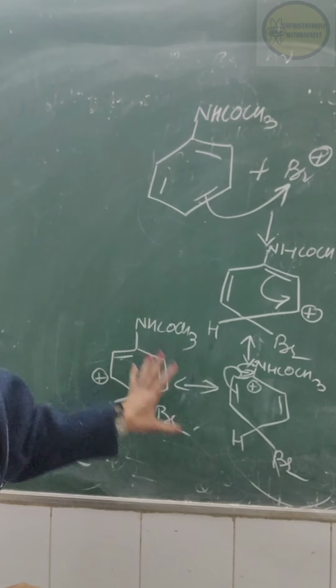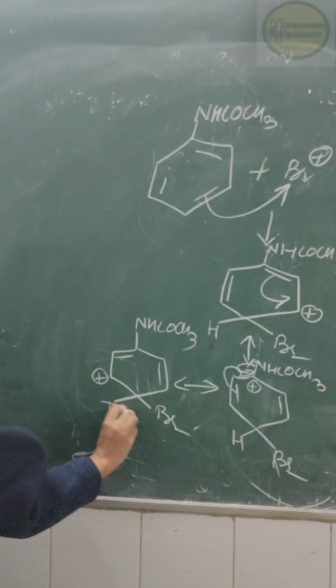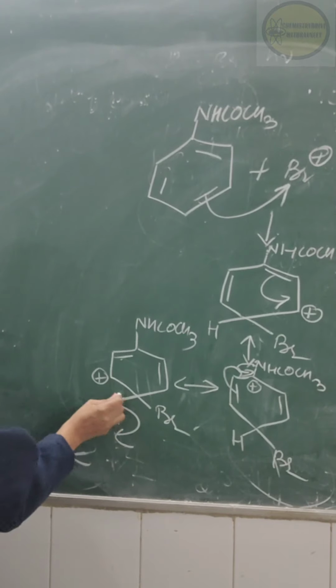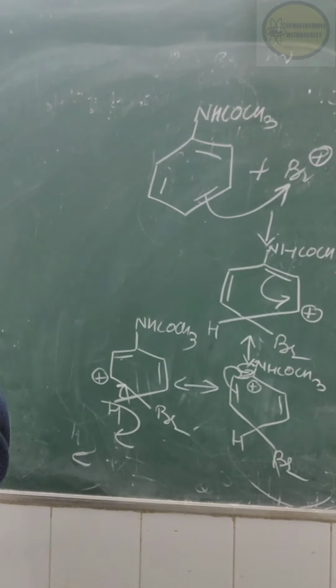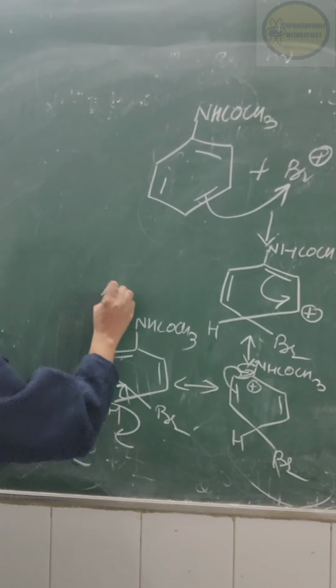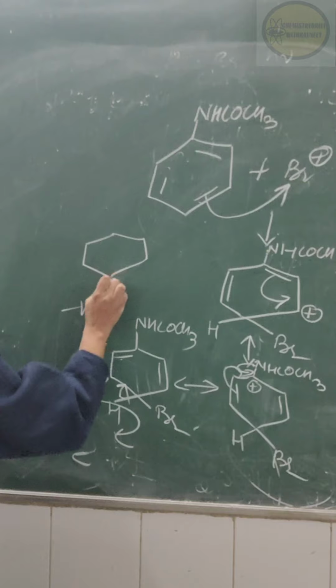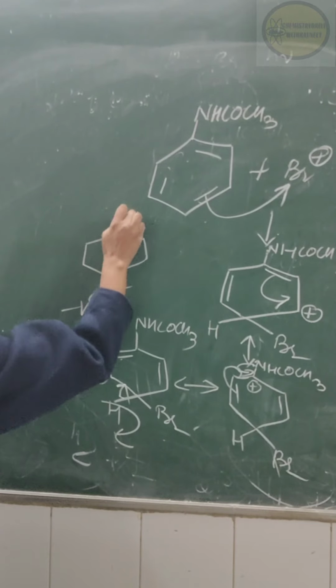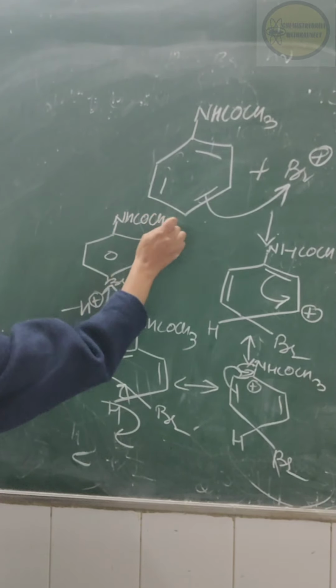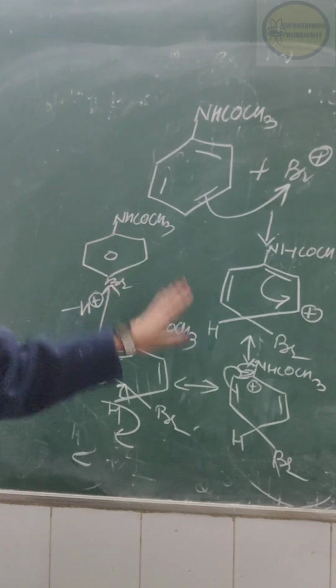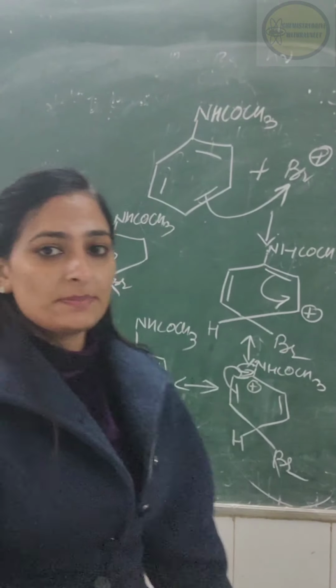Once the arenium ion structures are formed, the last step is always the release of proton and completion of the ring. Once the proton is released, you will get your substituted product. The pi electron density of the ring is completed. So this is the whole mechanism for this preparation.